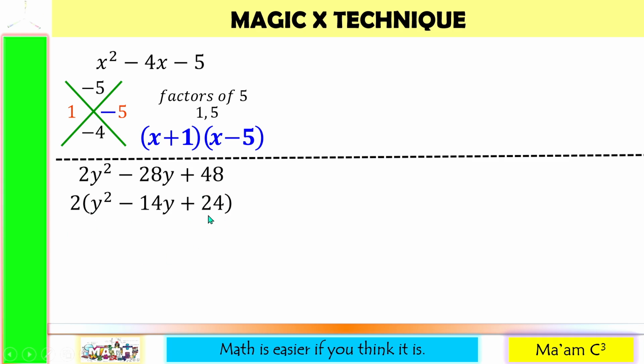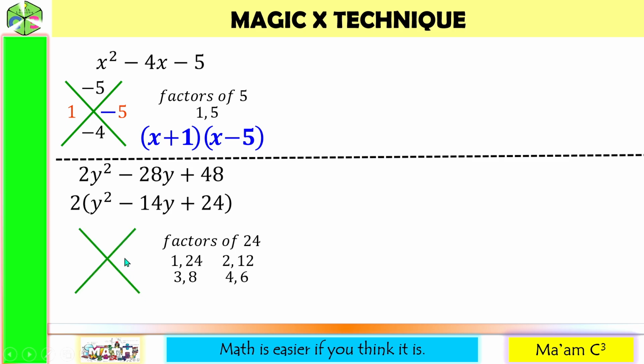So I'm going to determine the factors of my third term, factors of 24. I always start with 1. So 1 and 24, 2 and 12, 3 and 8, and 4 and 6. So when multiplied, this will give me 24 as a product. If there are no other factors, then I'll create my magic x. On top again is my third term, including the sign. At the bottom is the numerical coefficient of my middle term, including the sign.